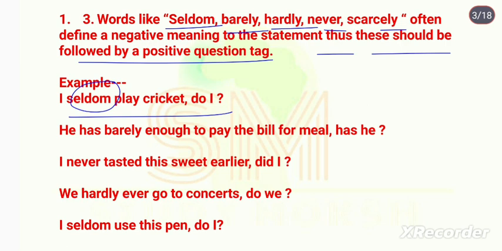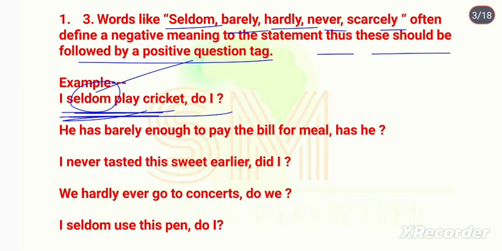So don't make the mistake of thinking it is positive. A negative sentence must contain words like no, not, and these words also give a negative sense to the statement, like seldom. So I seldom play cricket, so because of seldom this part has become negative. So the question tag must be positive, like do I. So I seldom play cricket, do I.